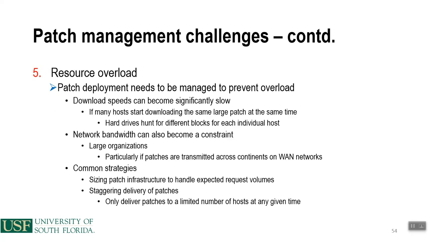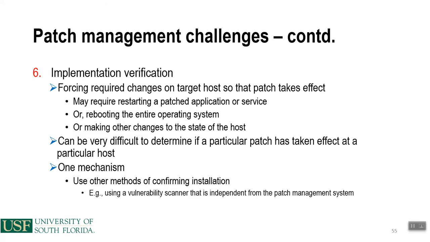Reducing resource overload: patch deployment needs to be managed in order to prevent overload. The download speeds can be significantly slow. Some of these patches could be huge. If you think about, say, the updates for your iPhone, right? Some of those patches could actually be gigabytes in nature. And network bandwidth can also be a constraint. So some of the common strategies are sizing patch infrastructure to handle expected request volumes and staggering delivery of patches. Only deliver patches to a limited number of hosts at any given time.